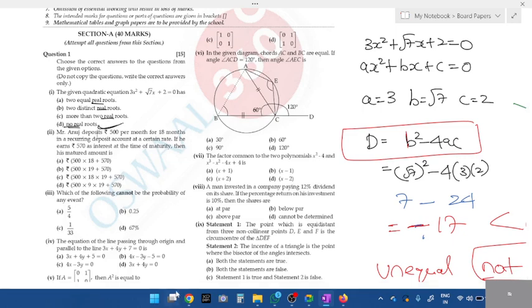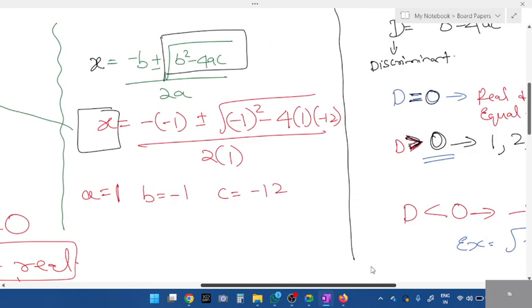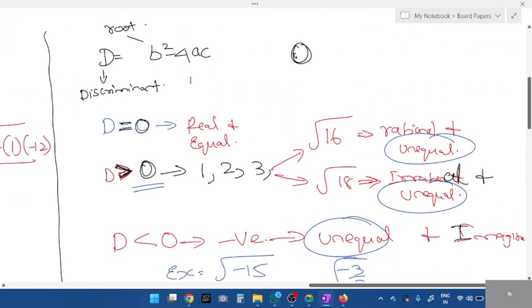All of you understood? Okay. Use the same concept, you can solve all the questions. And one more thing, for discriminant, remove this root value. This is the formula. And I've given all the values here. What is 0, greater than 0, less than 0.